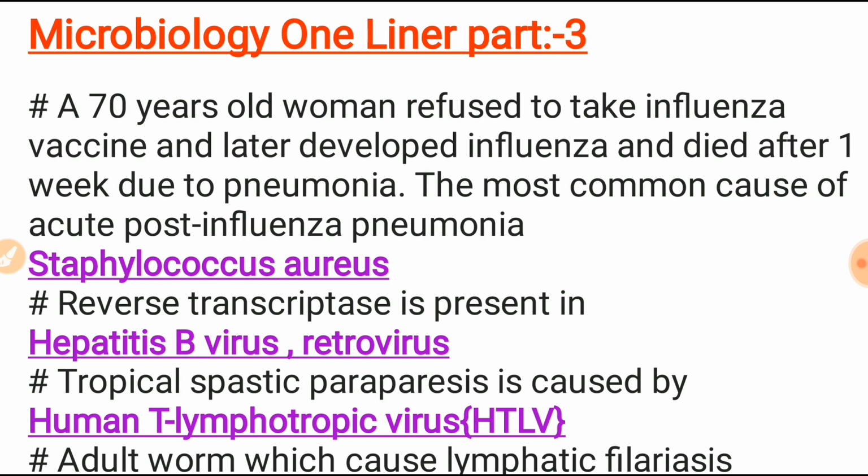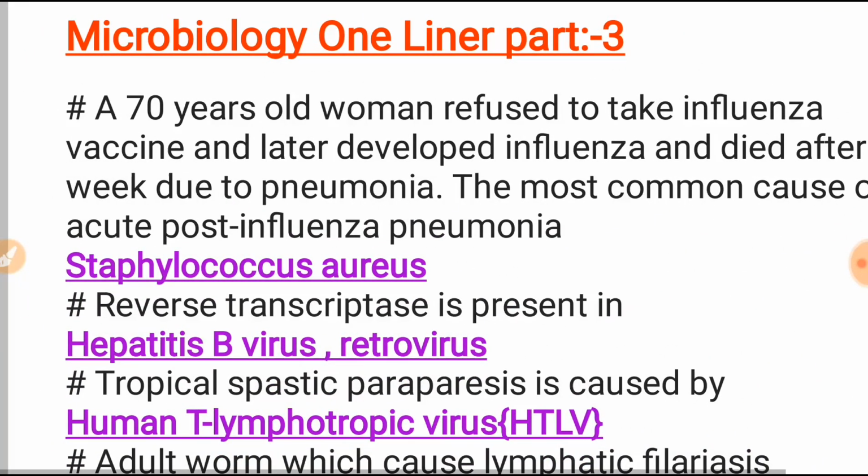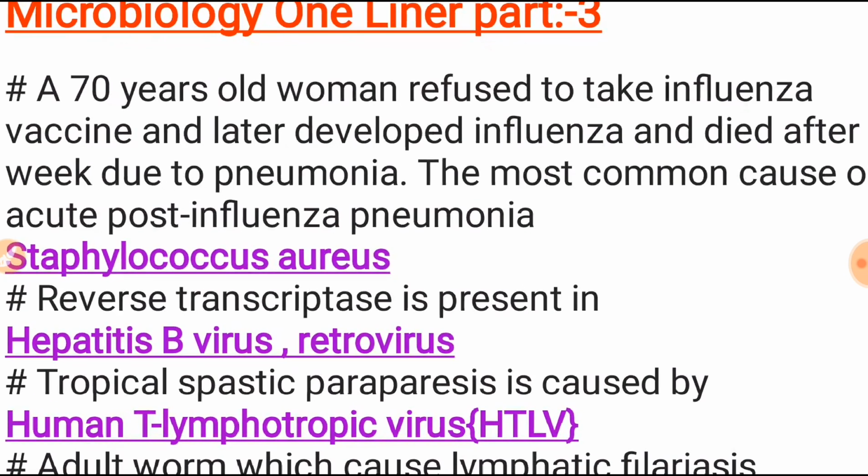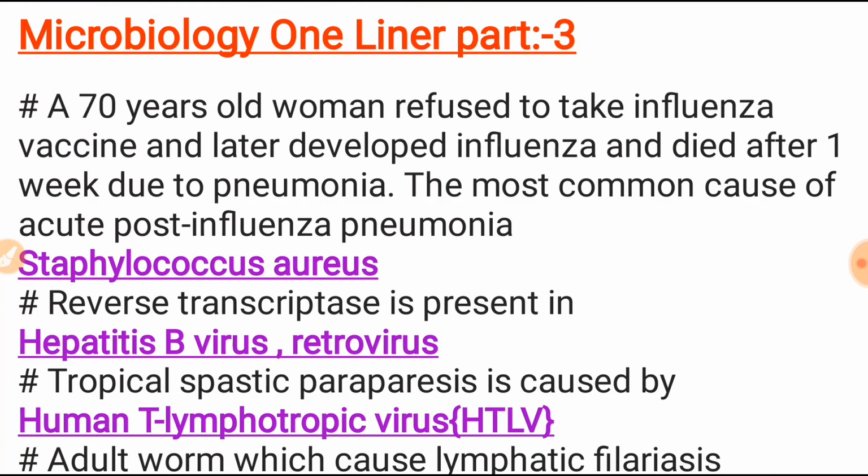The first question: a 70-year-old woman refused to take the influenza vaccine, later developed influenza, and died after a week due to pneumonia. The most common cause of acute post-influenza pneumonia is Staphylococcus aureus. First, let us describe the influenza, that means Haemophilus influenzae. What is the short story about this question?